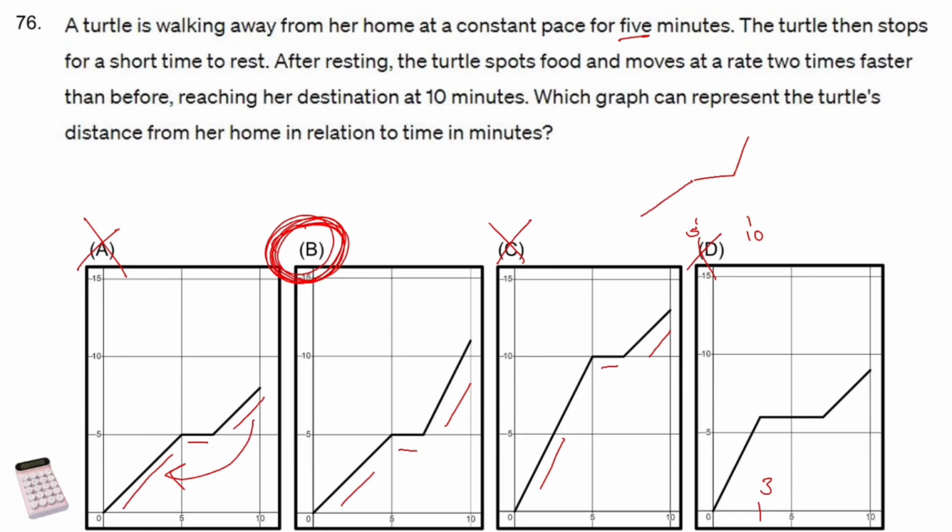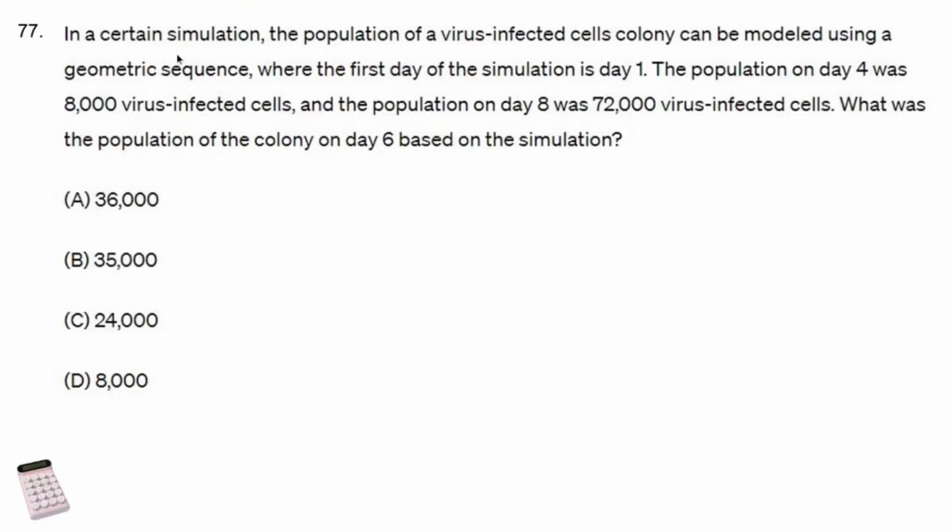So hope this helps. In a certain simulation, the population of a virus-infected cells colony, sounds like fun, can be modeled using a geometric sequence, where the first day of the simulation is day 1. That's usually the case. The population on day 4 was 8,000, and the population on day 8 was 72,000 virus-infected cells. What was the population of the colony on day 6 based on the simulation?